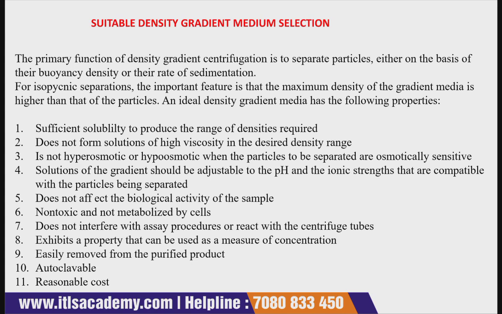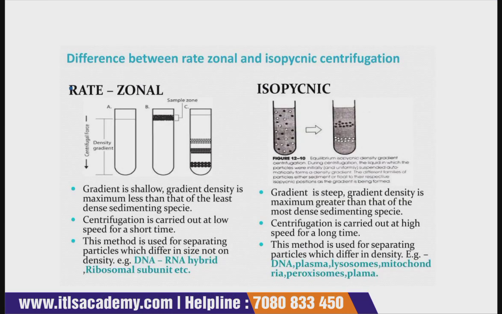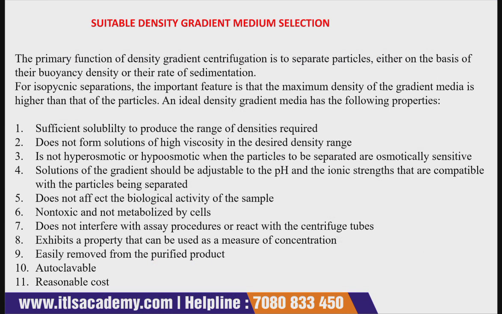Now comes the suitable density gradient and medium selection, meaning on which basis it is selected. The primary function of density gradient centrifugation is to separate the particles, as we have already discussed. What is the basic aim? The basic aim is to separate the particles either on the basis of their buoyancy, their density, or the rate of sedimentation. For isopycnic separation, the important feature is that the maximum density of the gradient medium is higher than that of the particle, meaning separation on the basis of buoyancy.